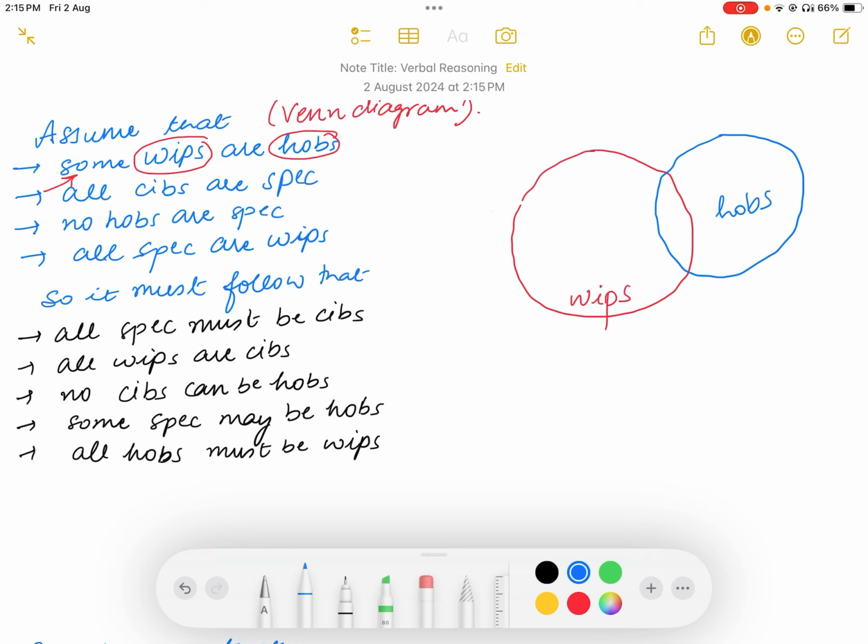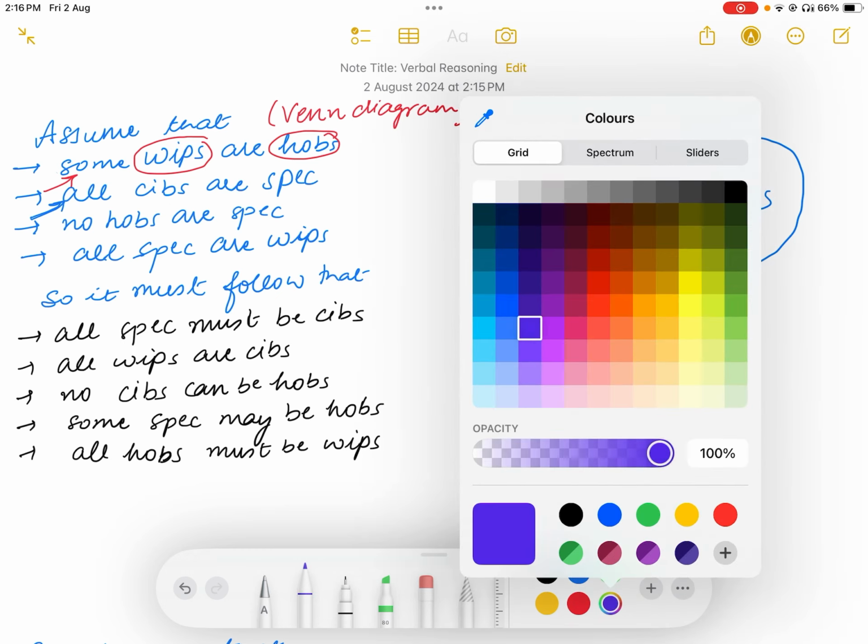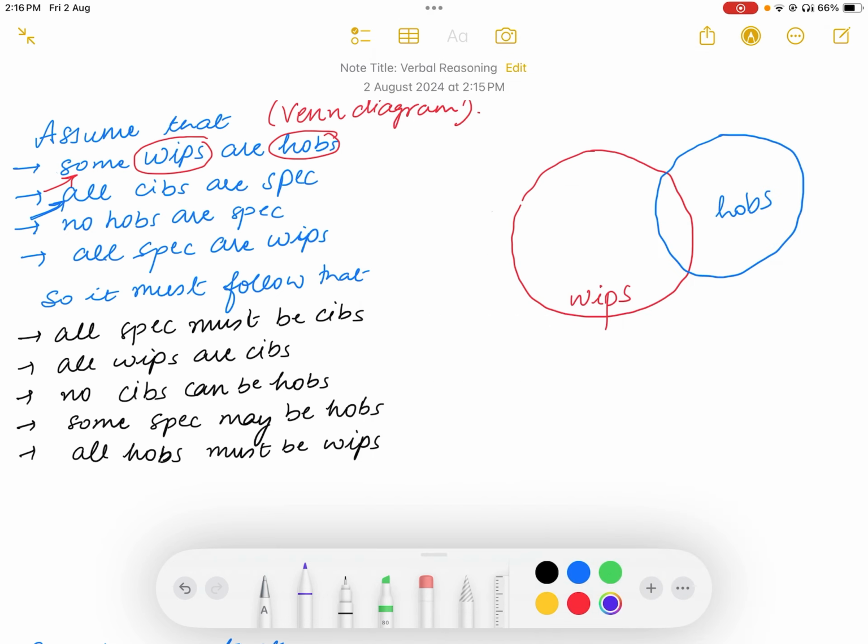Now they say all sibs are spec. We can't see any sibs and spec over here, so we'll skip it for a while and go on to the next one. No hobs are spec. That means there is a set called spec which is absolutely different from the set called hobs. So there is no interference between spec and hobs. This has to be taken into consideration.